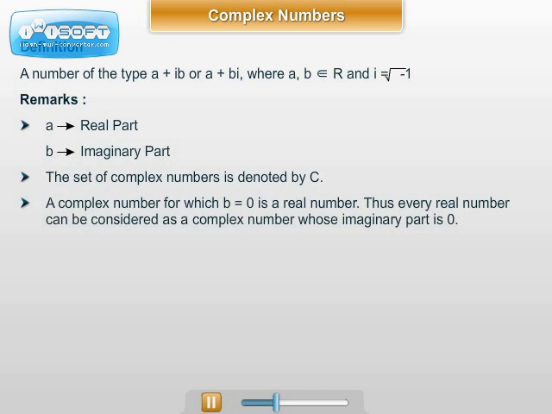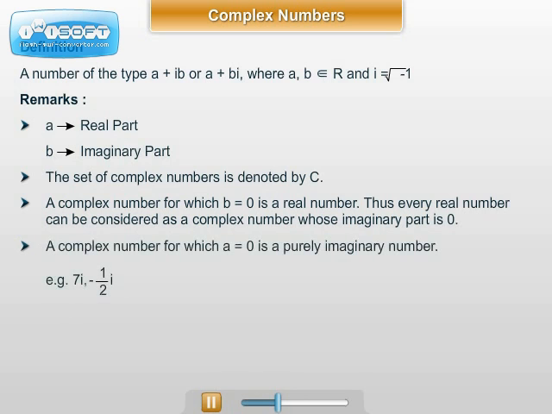A complex number whose imaginary part is 0 is a purely real number. Thus, every real number can be considered as a complex number whose imaginary part is 0. A complex number whose real part is 0 is called a purely imaginary number. Thus, 7i and minus half i are purely imaginary numbers.